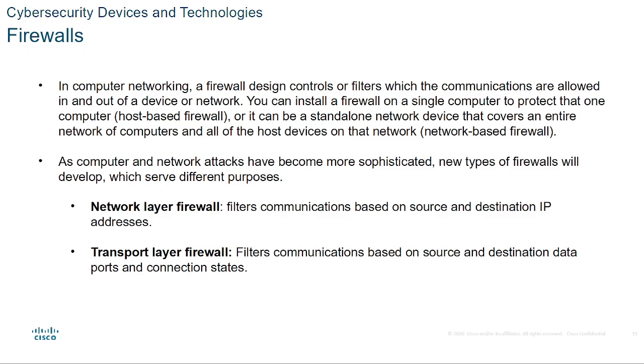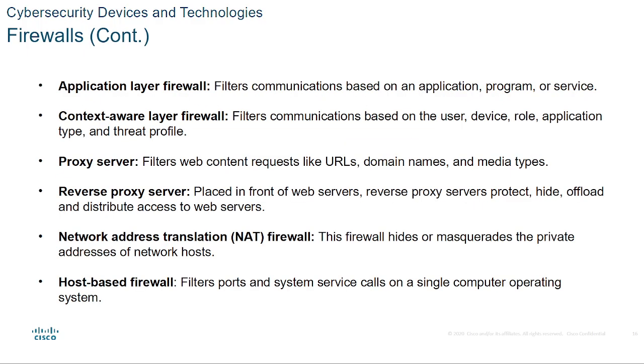So as computer and network attacks have become more sophisticated, new types of firewalls have developed, right? Which serve different purposes. All right. Then we have network layer firewall. So network layer firewall filters communication based on source and destination IP addresses. Then transport layer firewall filters communication based on source and destination data ports and connection states.